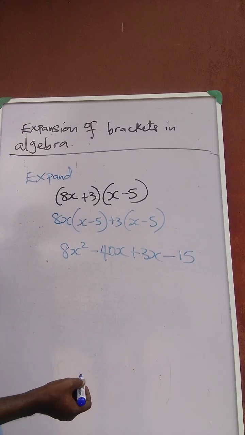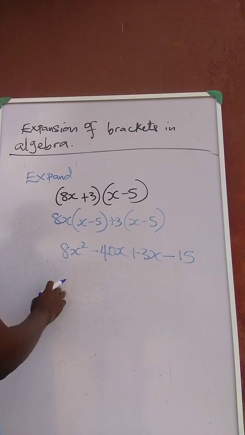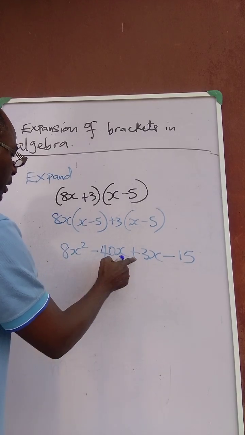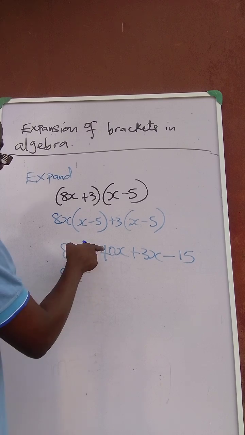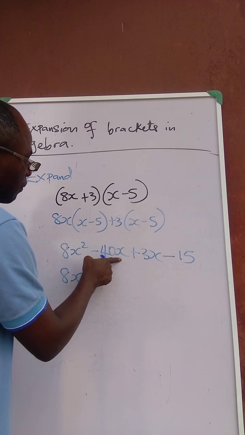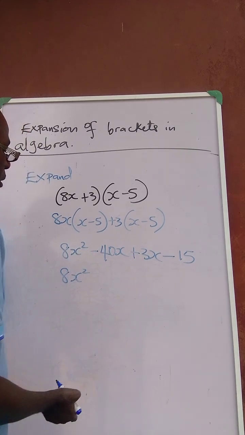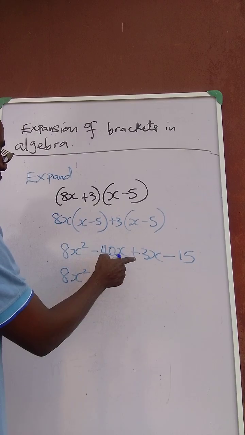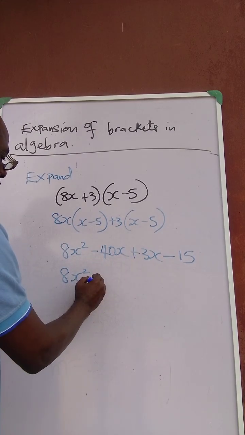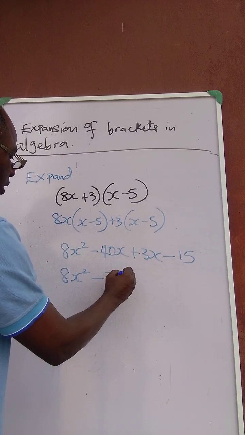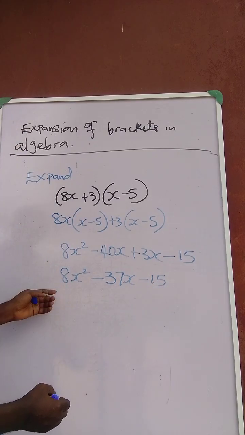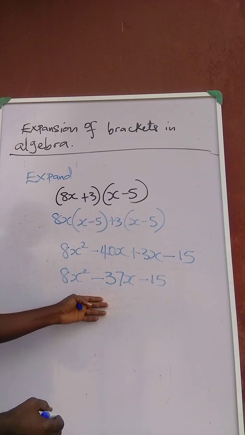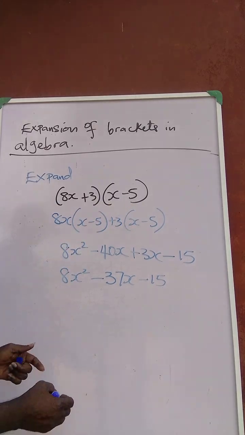Just like the one we did before this, these are the only two like terms there. So this will be 8x to the power of 2. Now, minus 40x plus 3x. Minus 40x plus 3x, we get minus 37x minus 15. And so that is the expansion of this bracket.